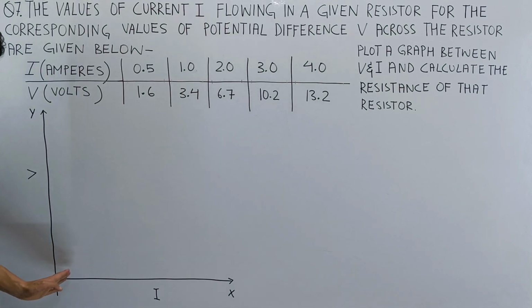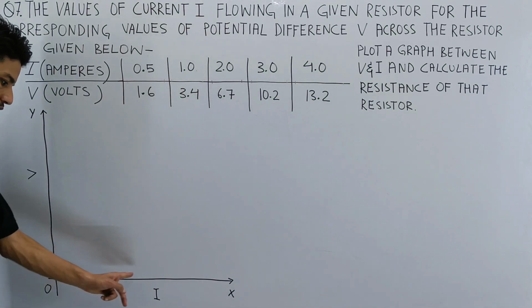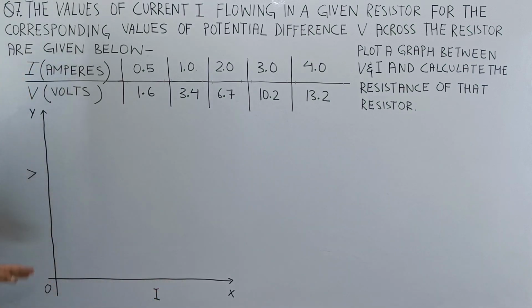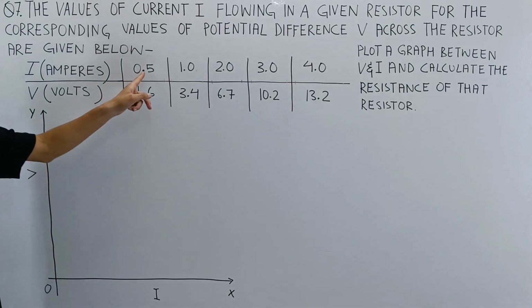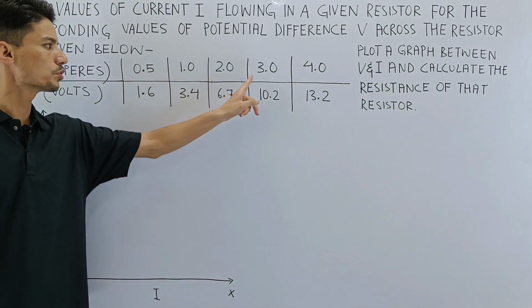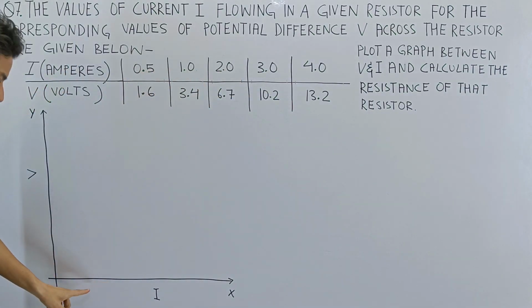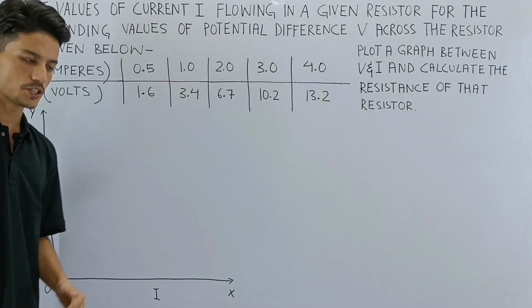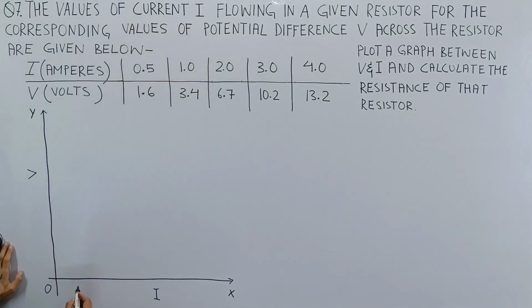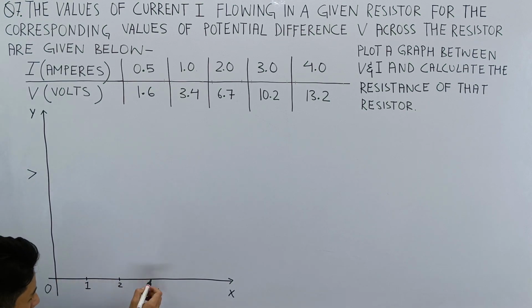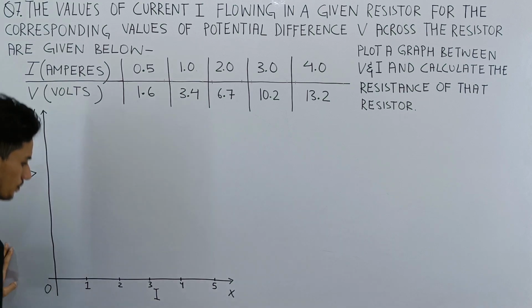Now let's put the units, like how much gap I should use on the x-axis and how much gap on the y-axis. Let's start with the current. Looking at the values of current, 0.5, 1, 2, 3, 4, I can use 1 gap each. The line is long enough, so I can use 1. So this is 1, keeping the same gap put 2, maintain the same gap put 3, then 4, then 5.